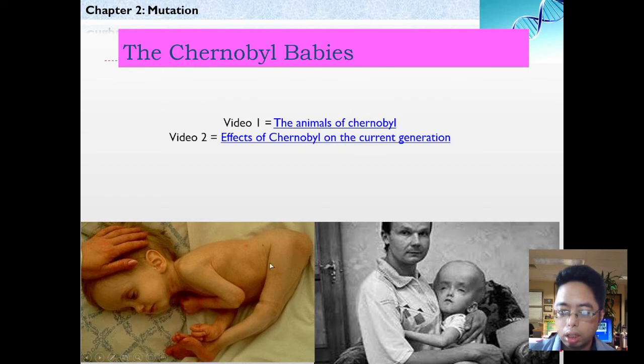Here are the Chernobyl babies. They have been exposed to radiation fallout for a long time. It starts with the mothers first. The mothers are okay, but they got exposed, and the babies were in the mother's womb during this radiation fallout. They have become mutated in the womb.